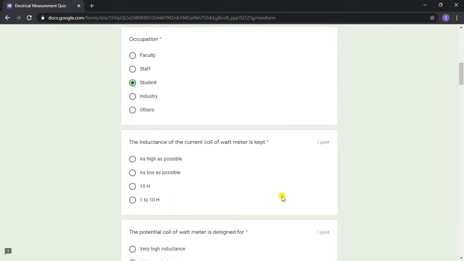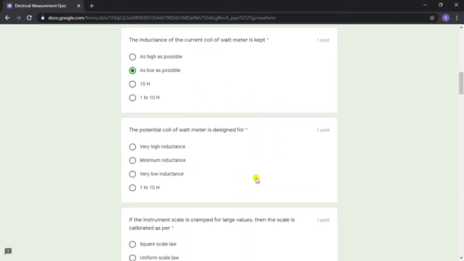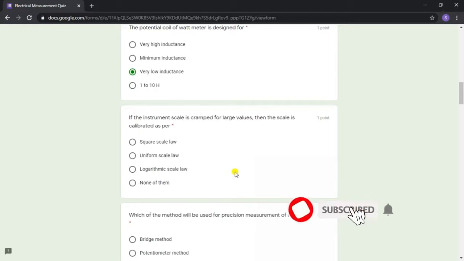Question: the inductance of the current coil of what meter is kept? Answer: as low as possible. Question: the potential coil of what meter is designed for? Answer: very low inductance. Question: if the instrument scale is cramped for large values, then the scale is calibrated as per? Answer: logarithmic scale law.